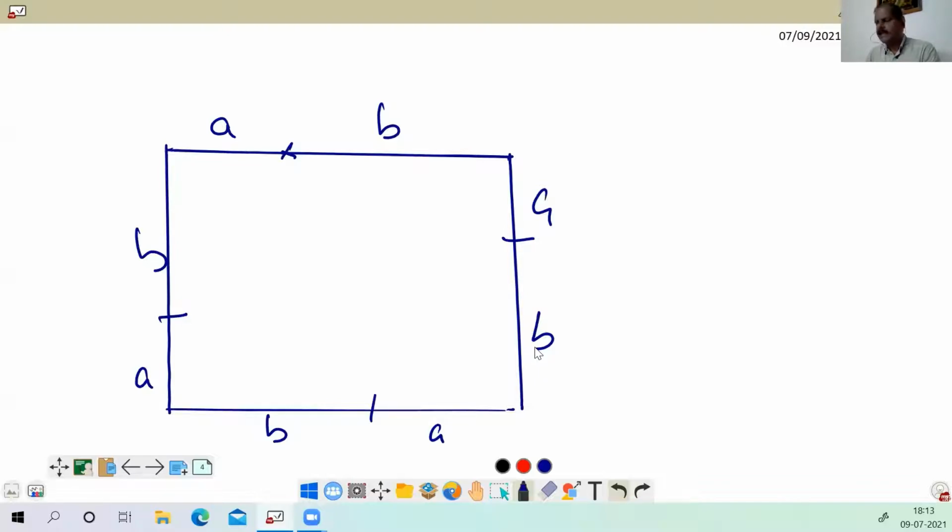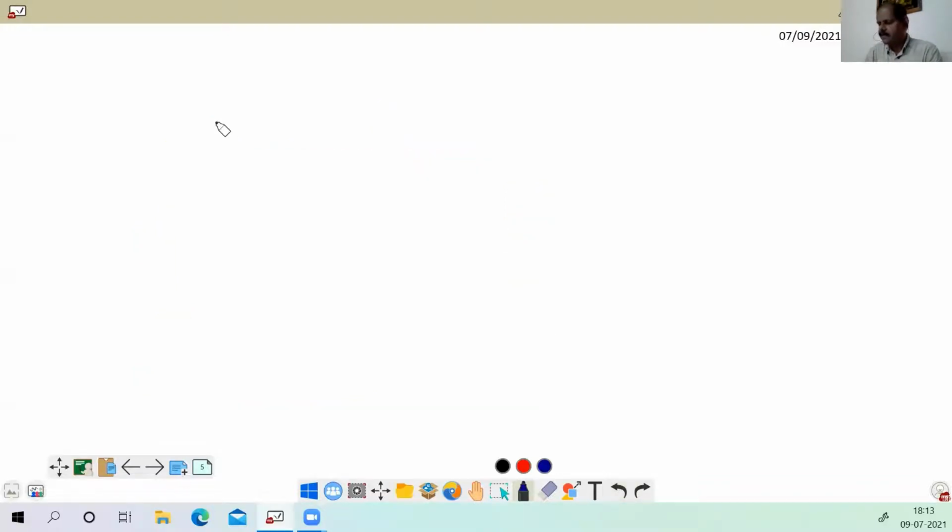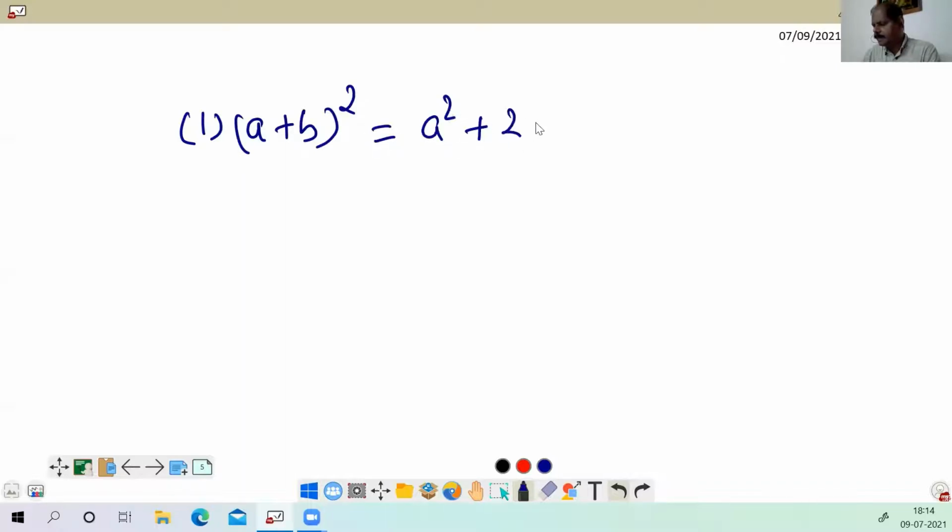Three basic things we want to know. So just I will show three things. First one, we know the identity A plus B the square. A plus B the whole square is equal to A square plus 2AB plus B square.